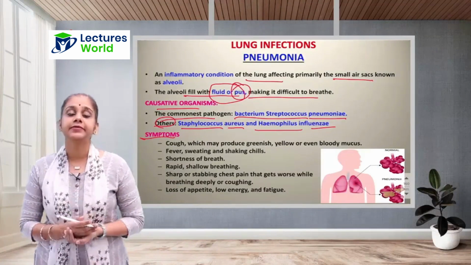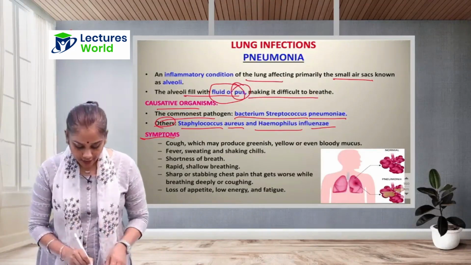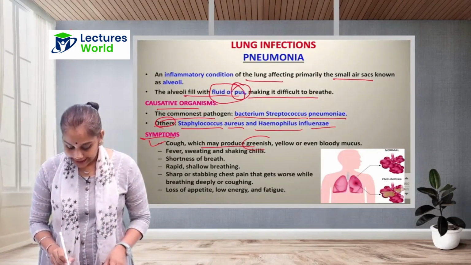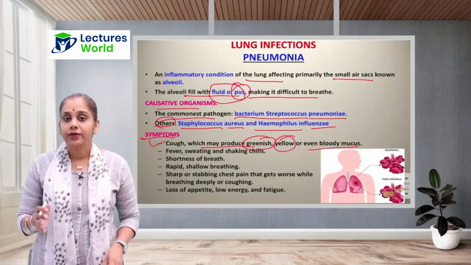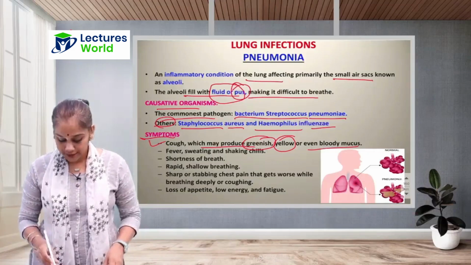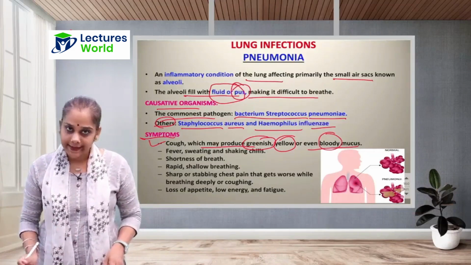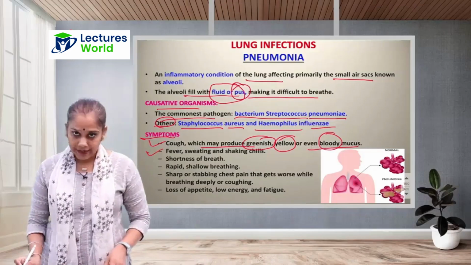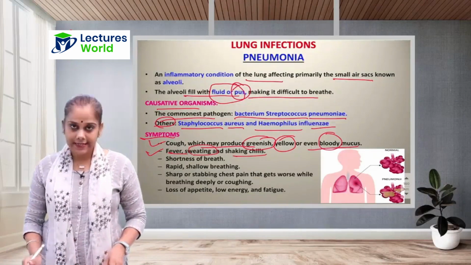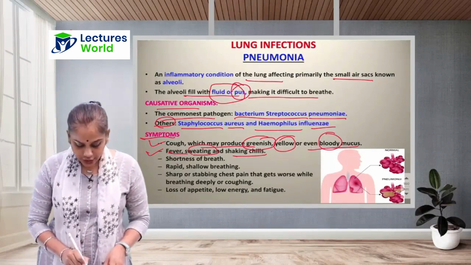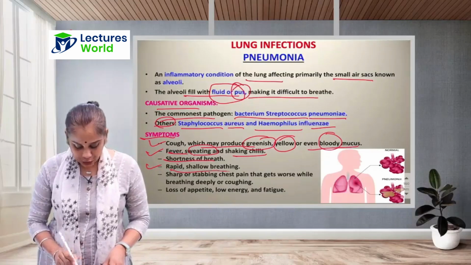Now we will see the symptoms of pneumonia. Which are the symptoms? Cough, which may produce greenish, yellowish or bloody mucus. In the sputum there may be blood, and it might be greenish or yellowish in color. Fever because of the infection, sweating and shaking chills, shortness of breath. There is breathing difficulty, rapid and shallow breathing.